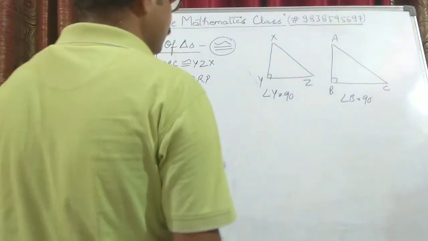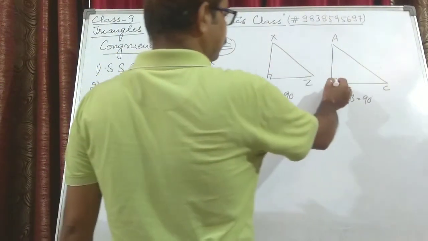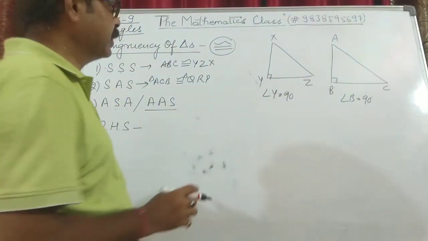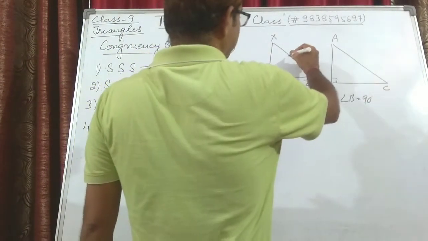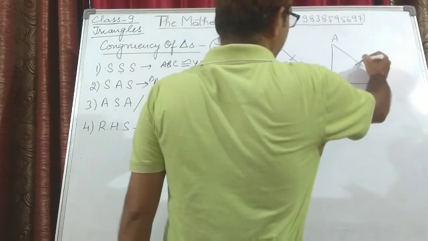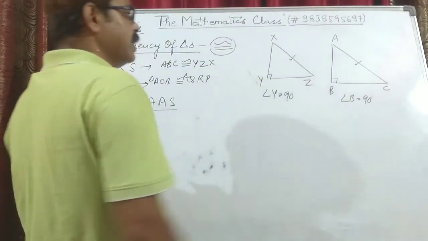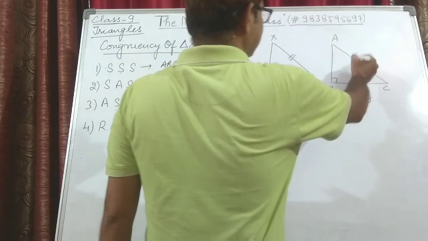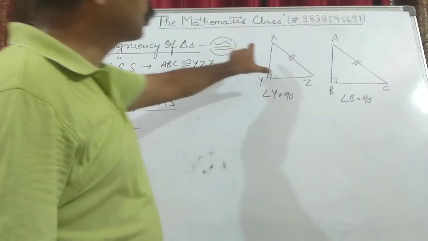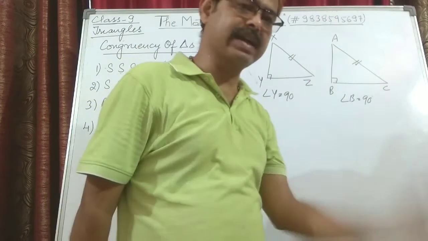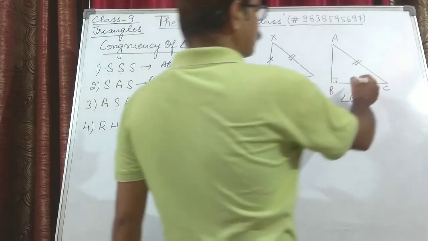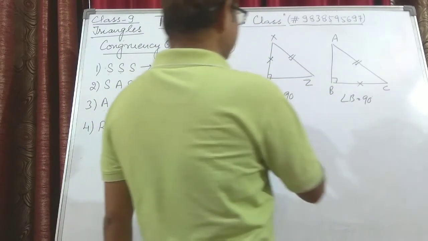What is RHS? Right angle. If we are applying it in a right angled triangle, it is obvious that one angle will be 90 degrees. And hypotenuse. What is the hypotenuse? The side which is opposite to the 90 degree angle. If the hypotenuse is equal, I say that this side and this side are equal, and out of the two remaining sides, any one side is equal. So let's say in this XY is equal to BC.